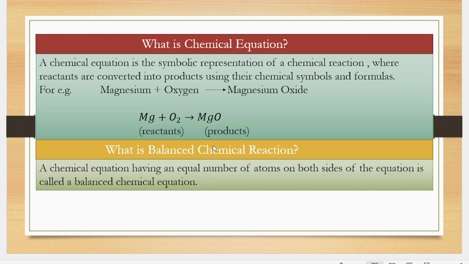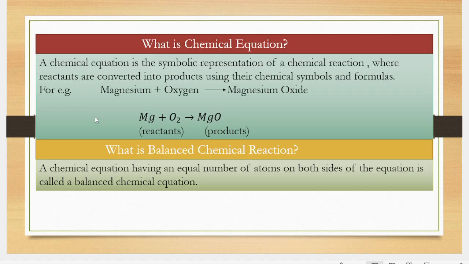A chemical equation is a symbolic representation of a chemical reaction, where reactants are converted into products using their chemical symbols and formulas. इसमें reactant product में convert हो जाते हैं और हम लोग इसमें केमिकल सिंबल्स और केमिकल फॉर्मूला यूज करते हैं.